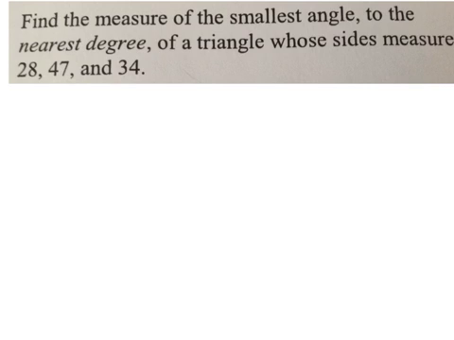So I want to find the smallest angle whose triangle has the measures of 28, 34, and 47. The smallest angle has to be opposite the smallest side. So we're going to label this A, B, and C. You could really label it any way.